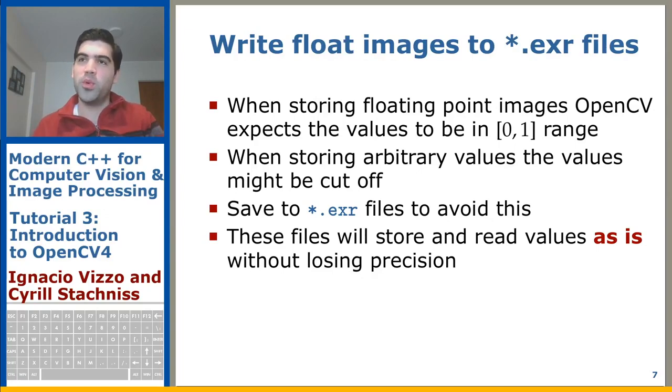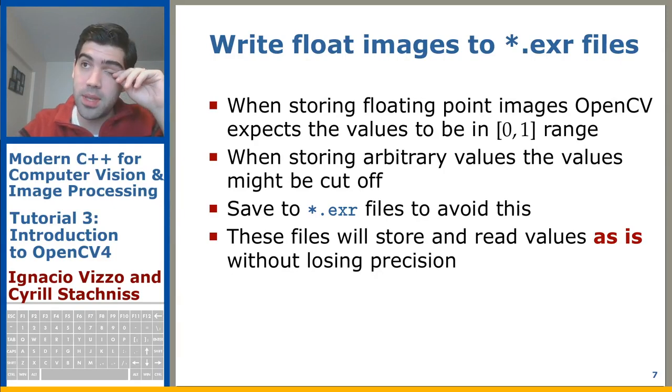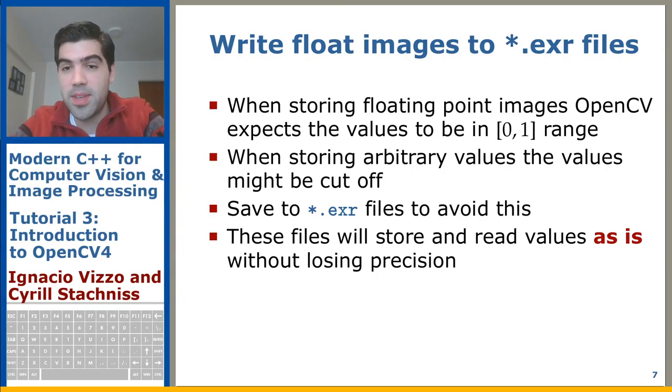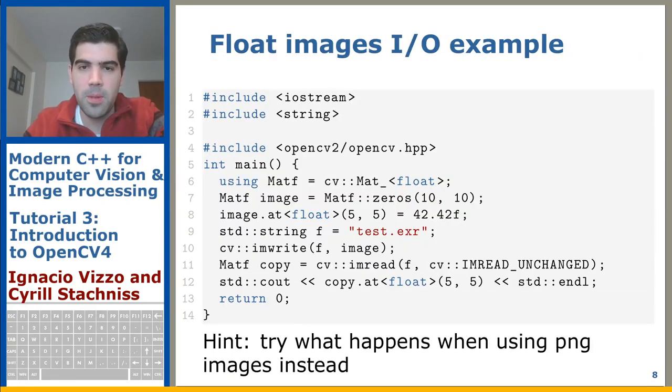So if you want to store for some reason a floating point image, you should be using EXR files. If you use PNG, I highly recommend you to try the example, and you will see how weird it is. Basically there will be some compression, and you will be losing some information from the floating point values, and this format EXR will guarantee that you don't lose any information on the values itself. So when you write the image to the disk, you don't lose information when you read it.